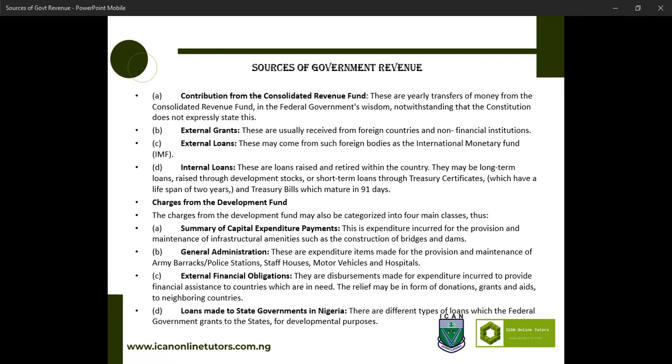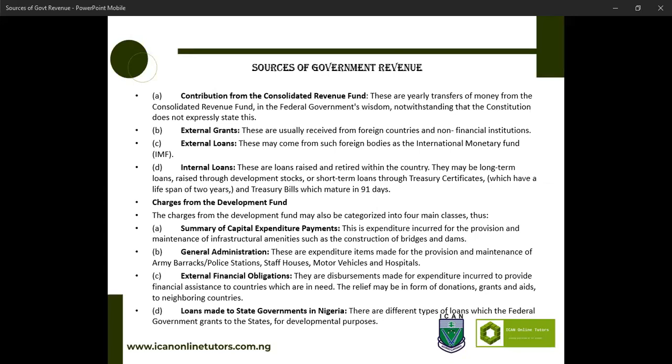We have the internal loans. These are loans raised and retired within the country. Long-term loans raised through development stock or short-term loans through treasury certificates, which have a lifespan of 2 years, and treasury bills, which mature in 91 days. These are the four basic sources of revenue into the development fund account, which are being created for capital development purposes. What are the charges from the development fund account?